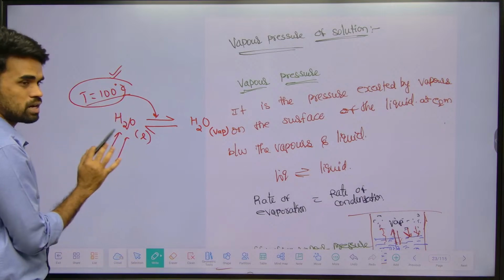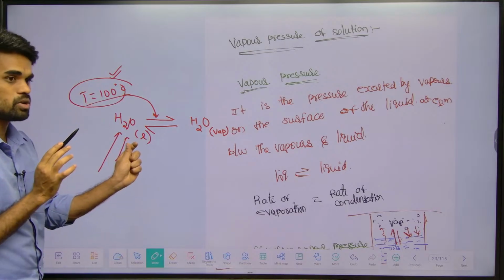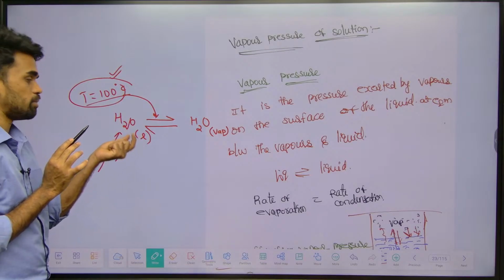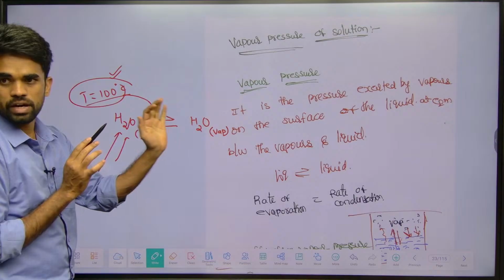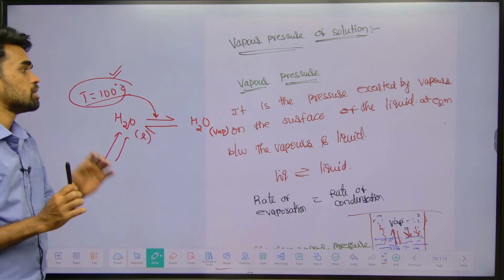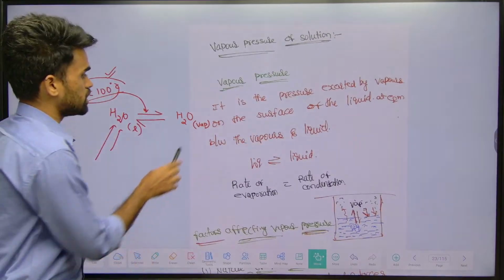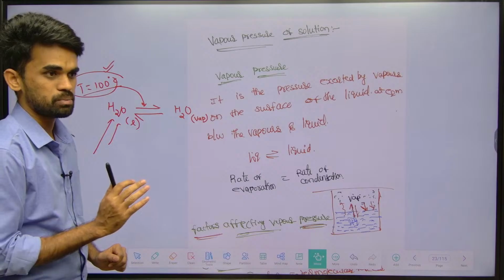Here I am saying water, and the boiling point of water is 100. So at 100 degrees, what is the equilibrium you are going to see? There will be an equilibrium between the water liquid state plus the water vapor phase. Is this clear, everyone? Vapor phase means it will be in the gaseous phase, for better understanding purposes.